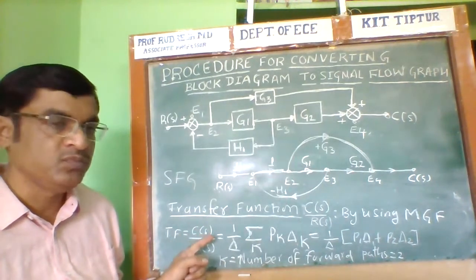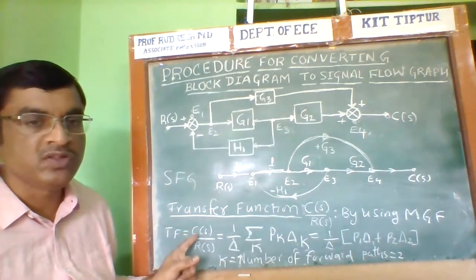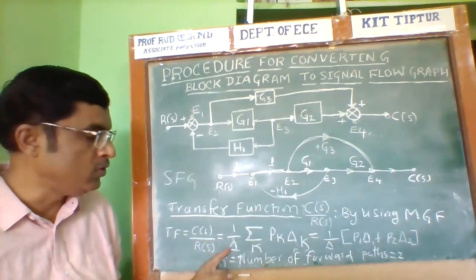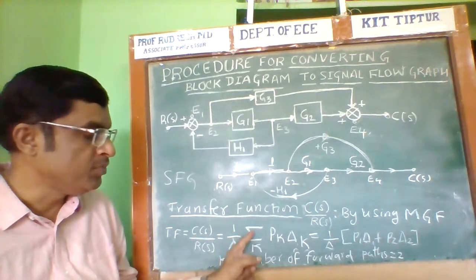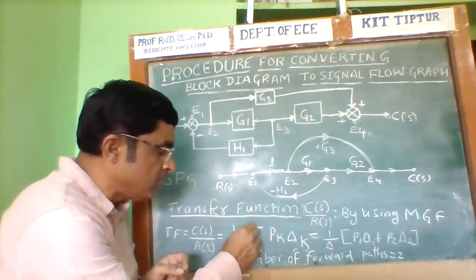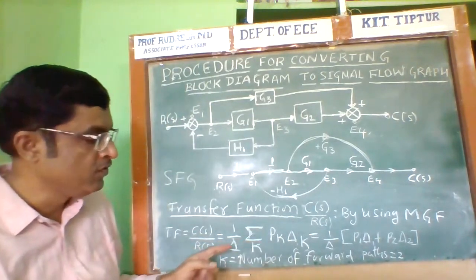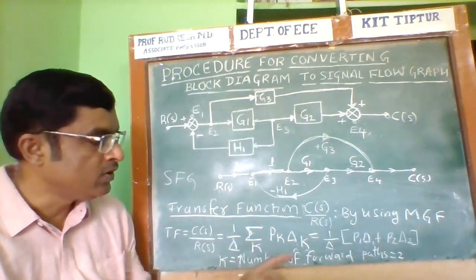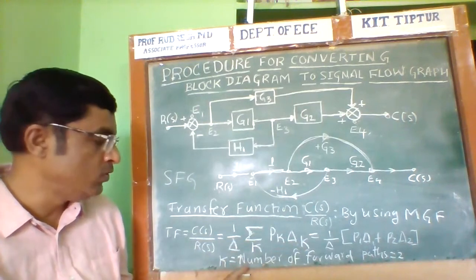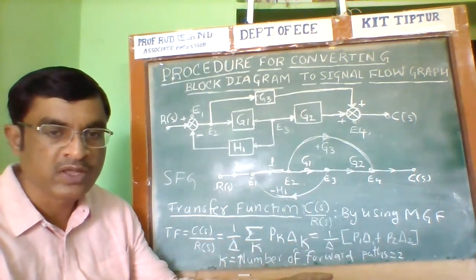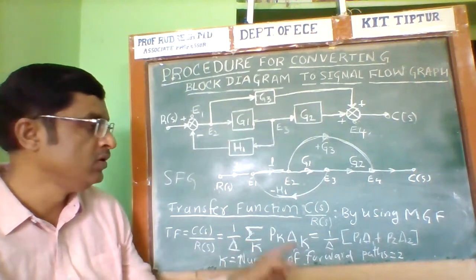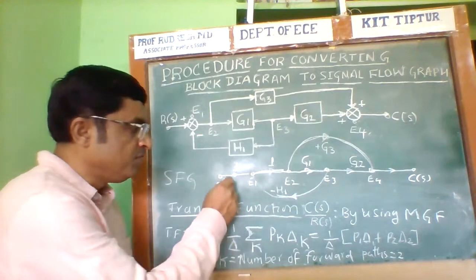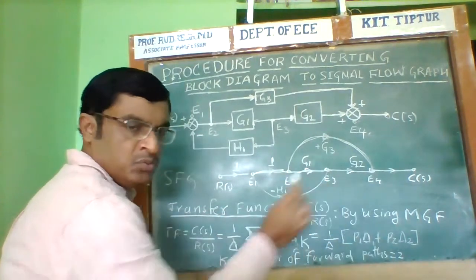Overall gain of the system, TF, is equal to C(s) divided by R(s), output divided by input, which is equal to 1 over delta times the summation of Pk into delta k. Now what is k? K is equal to the number of forward paths. K denotes the number of forward paths after observing this particular signal flow graph.